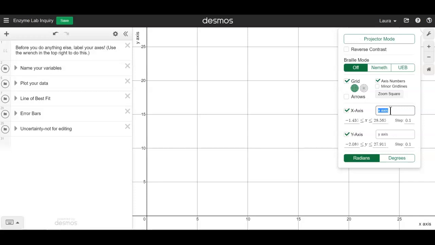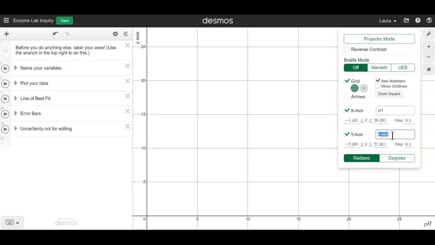In this experiment, we collected data on how pH affects the reaction rate of this catalase enzyme. We measured reaction rate by measuring the height of the bubbles. So in this case, our manipulated variable is pH. We always want to include units, but pH is on a scale that doesn't really have units. So I'm just going to say pH.